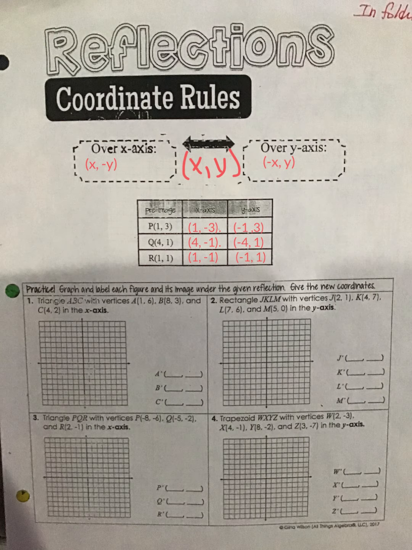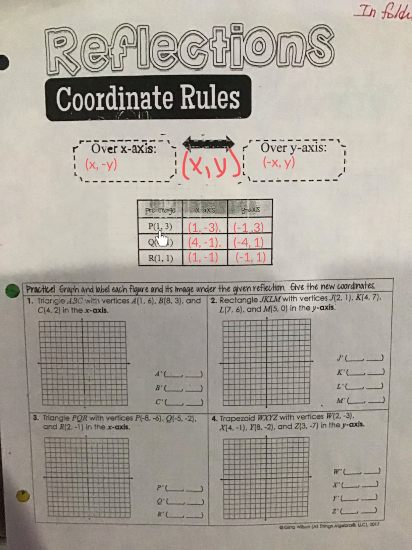If you're flipping a figure over the x-axis, the x stays the same and the y becomes the opposite of whatever it was. If you're flipping a figure over the y-axis, the x becomes the opposite and the y stays the same. So if you look down here at my examples, here's our x-axis.